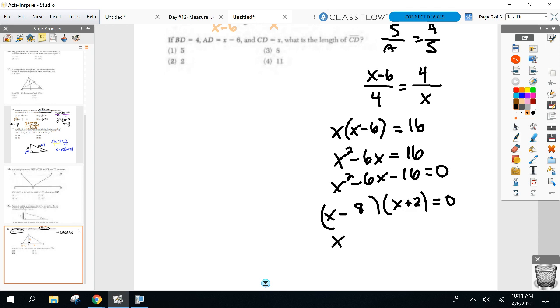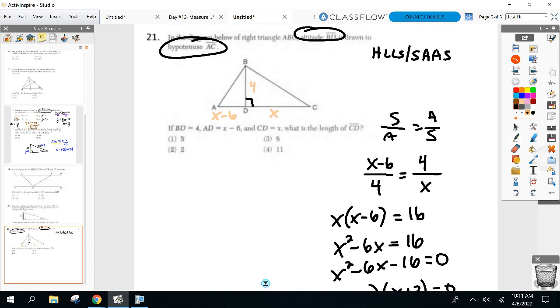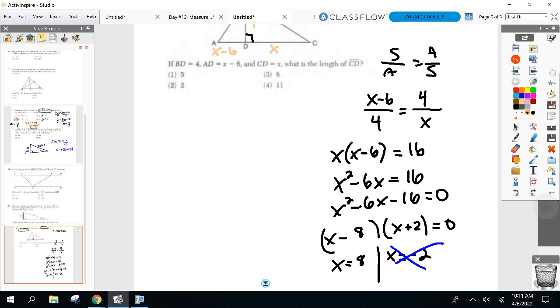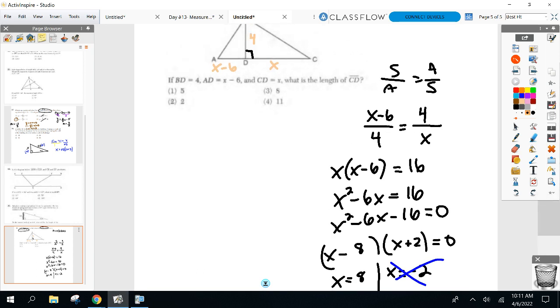X equals 8 for one answer, and x equals -2. But what's the problem with one of my answers? Cannot have a negative side, right? If I plug in -2 for x, that's going to give me a negative side. So I reject that. Read the question. It says, what's the length of CD, which we labeled as x, so that's going to be 8.